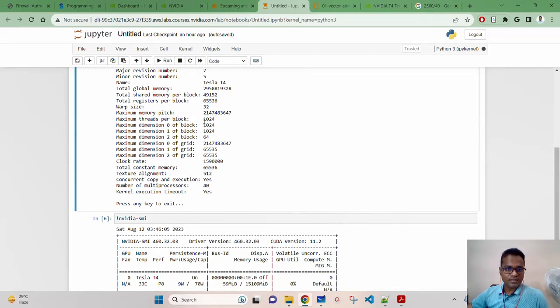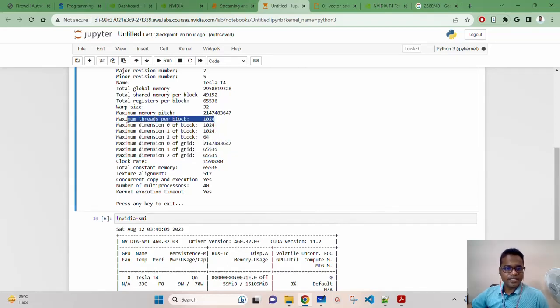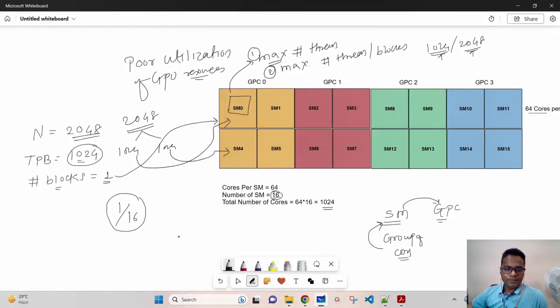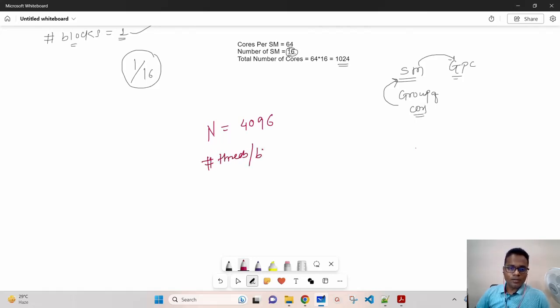Fine. Now you can also see here that the maximum threads per block is limited to 1024. That limit we can get here, right? We have not explored the dimensions of the threads yet, so we can skip that, but the maximum threads per block limit is 1024. Now the question is, let's say n equal to 4096, so that is my input size. Maximum threads per block is also fixed. That means I cannot go beyond that limit, and that limit we observed is 1024, right?